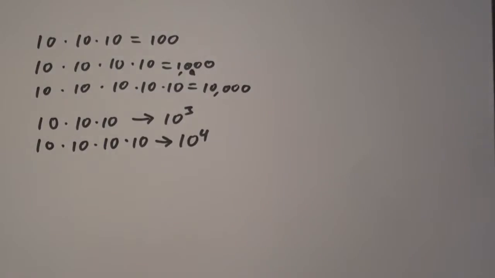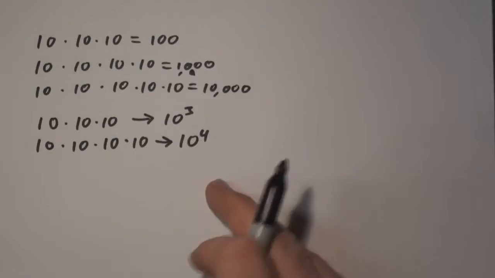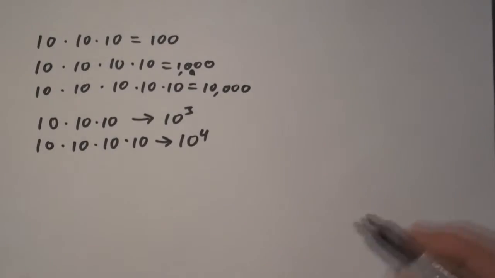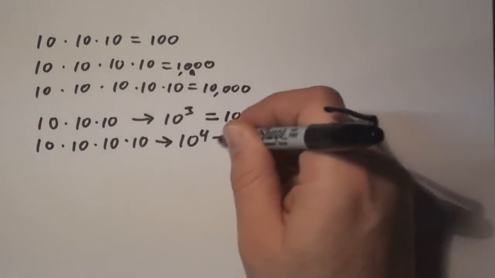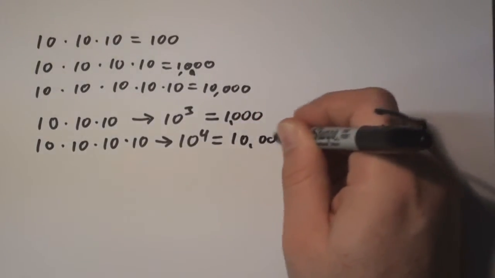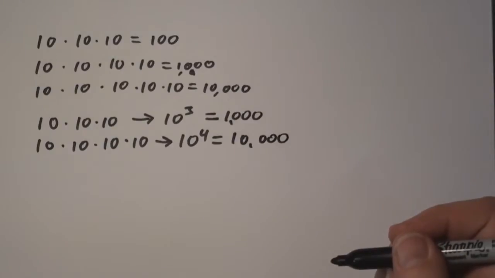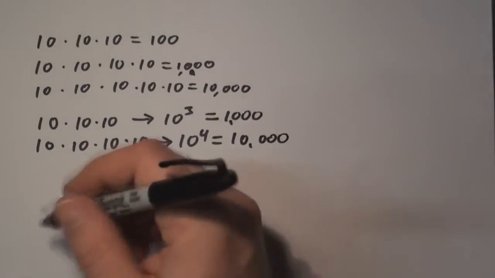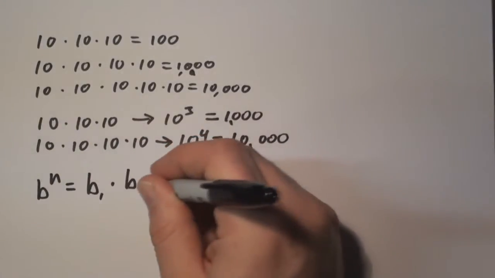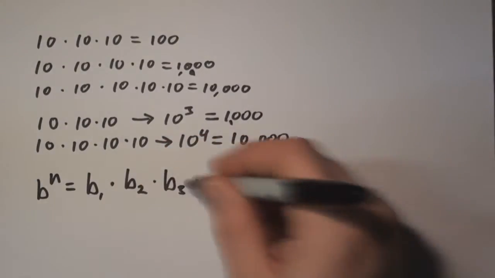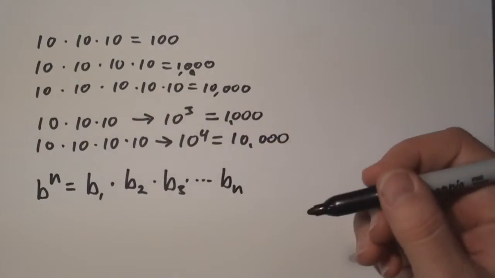And playing on this, you decide to say that 10 times 10 times 10 becomes 10 to the power of 3. These are equivalent, and again we're lazy, so rather than writing equivalent, we just write 10 times 10 times 10 equals 10 to the power of 3. After a while of playing around with this notion, we decide it can be generalized in the following way. b to the power of n is equal to b1 times b2 times b3, and so on until we get to b to the power of n.